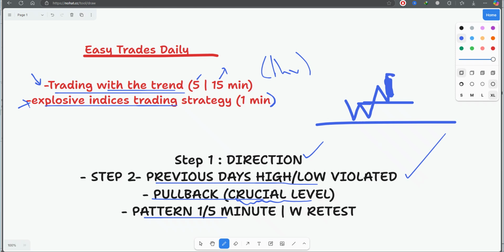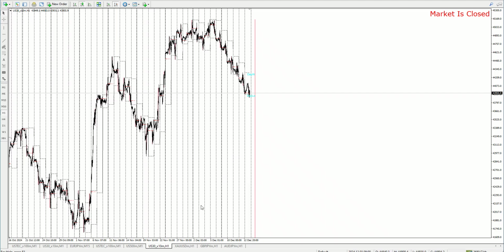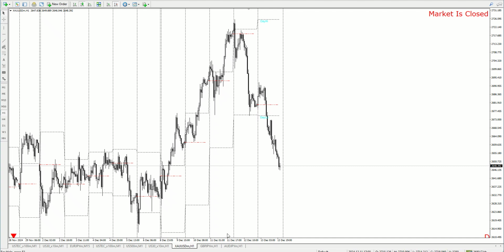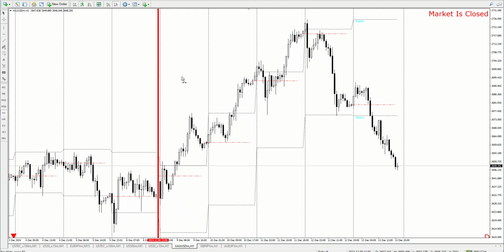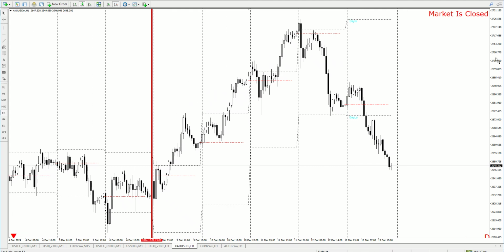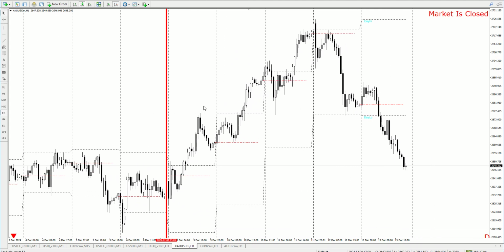So guys, let's go to the charts and I will show you this. Let's start with gold. If you look at Monday, guys, I'm not talking about complicated things here. I'm talking about simple things. Every day has a high, which is denoted by this black dotted line. Every day has a low. Again, this is the low of Monday, and every day has a closing price. This is the closing price of Monday.